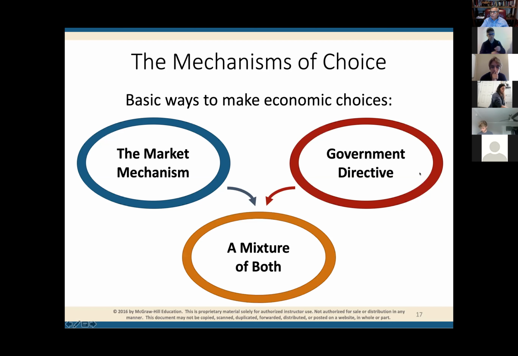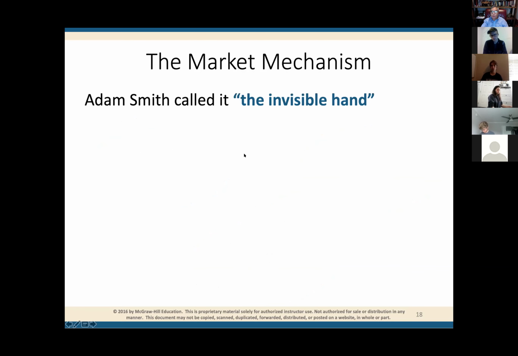Most economies are some type of a mixture of both. They either lean towards the market, or they lean towards government directive. Even in countries like North Korea, where the government directs most of the economic activity, there's still some economic activity that is actually done by the market. The same thing in the United States. The market does most of the things, but the government is also involved. Okay, so that's a mixture of both.